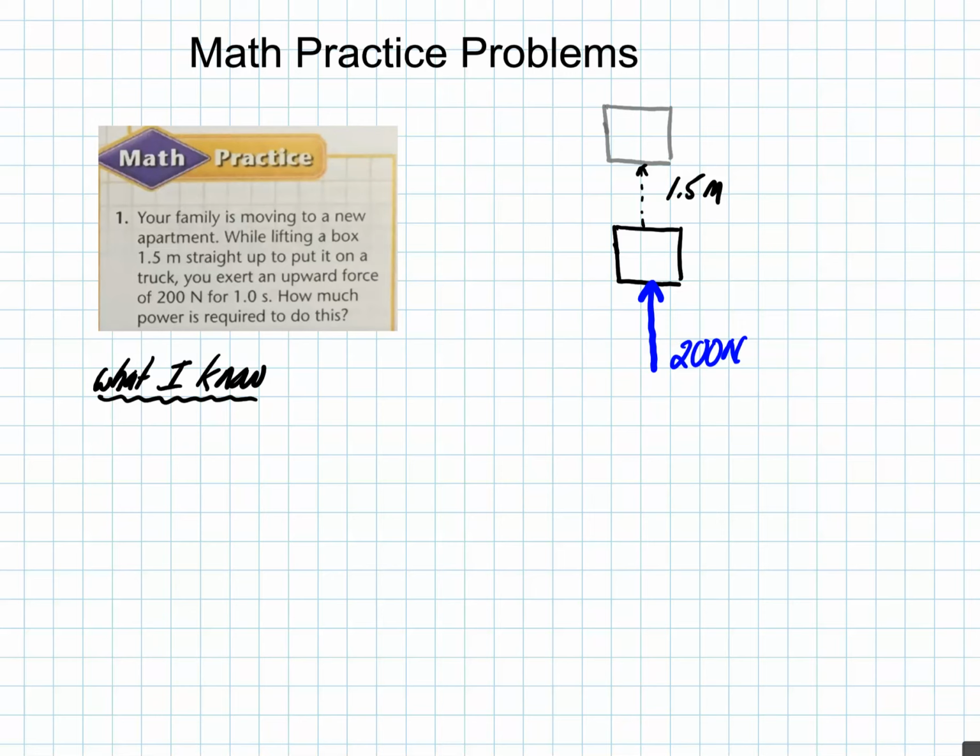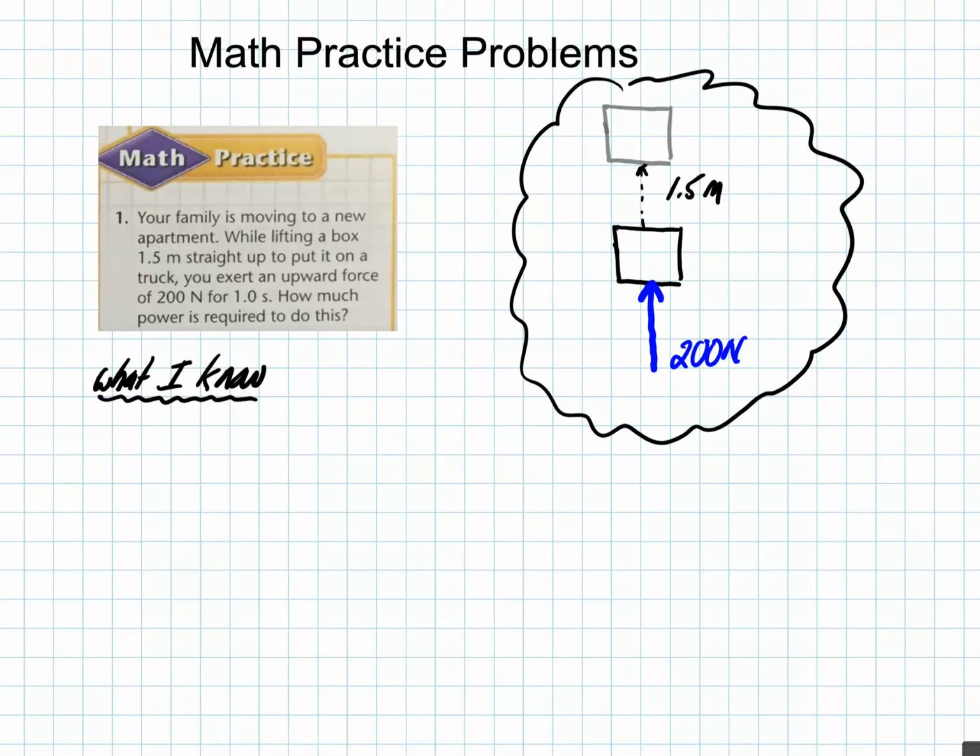Let's do problem 1 of these math practice problems. I find when I go through these problems that it's very, very helpful to me, and I've been doing this a long time, to make a little diagram based on this little story problem that's presented in the problem.